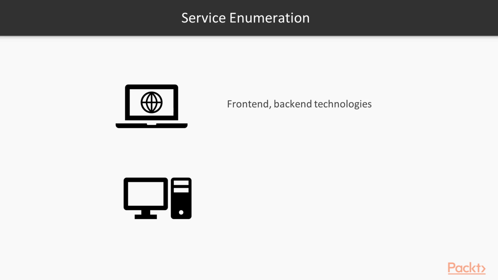If I talk about a network, in a network we can find information like open ports, firewalls, and the operating system running on the server. So these points we can find in the phase of service enumeration. So we are learning about website enumeration as well as network enumeration in this section.